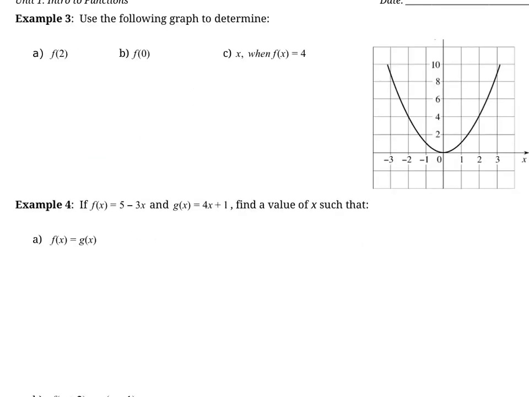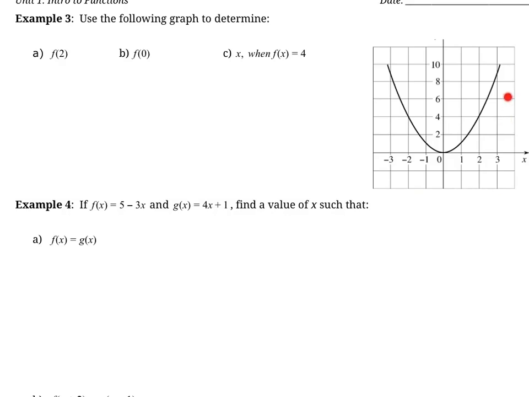We're going to try two last examples to test your understanding of function notation. Remember, by this point, you should be able to do all of these without me. So this question looks very similar to what we've done before. It's asking for f at 2, f at 0, and x when f at x equals 4. So it's very similar to what we've done. The only difference is that we're given a graph now. So we don't have an equation, we have a graph.